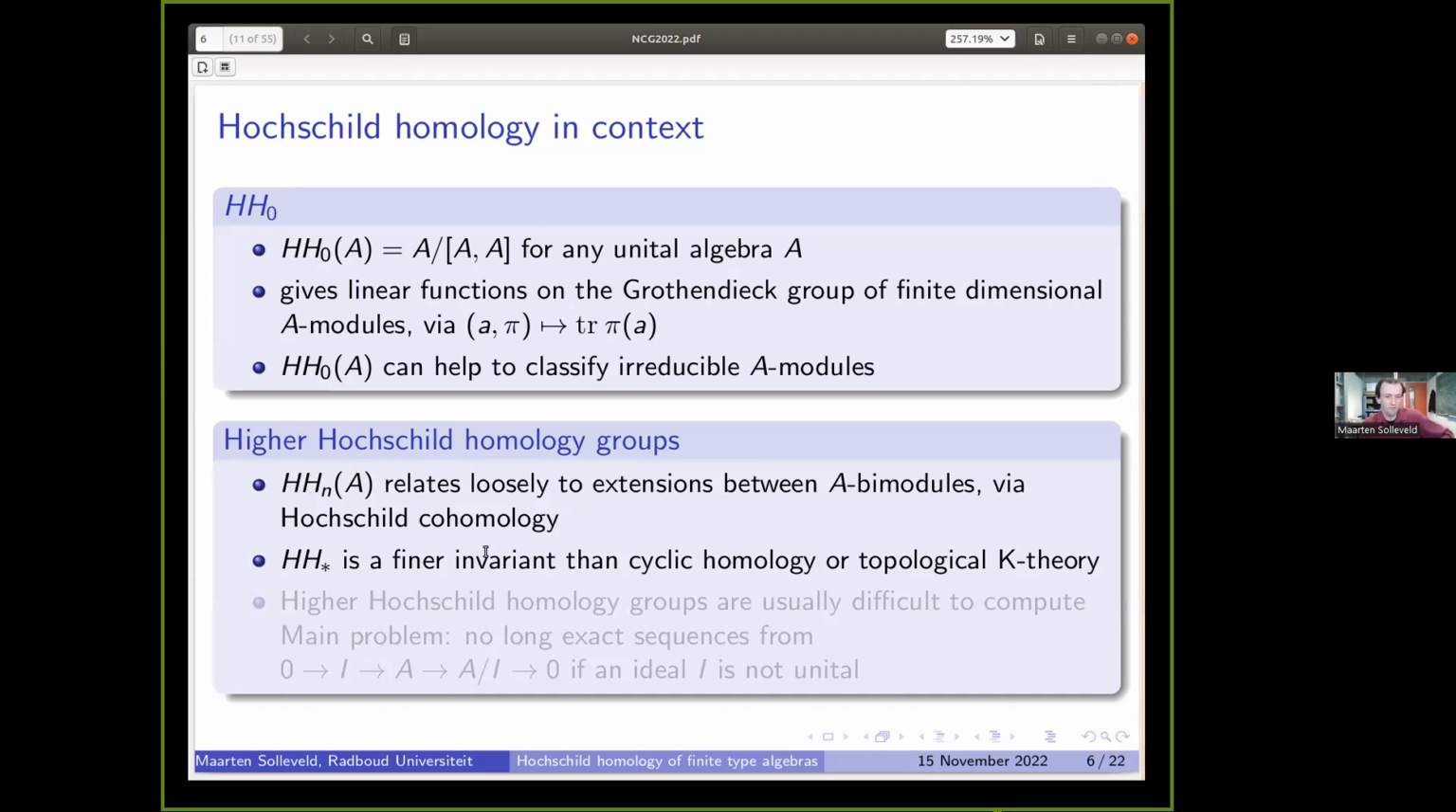Another use of it is that you can start with this and then compute other invariants of your algebra if you like. So people are sometimes interested in cyclic homology or periodic cyclic homology or K-theory in one of its versions.